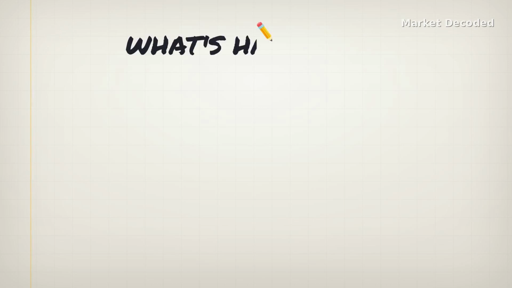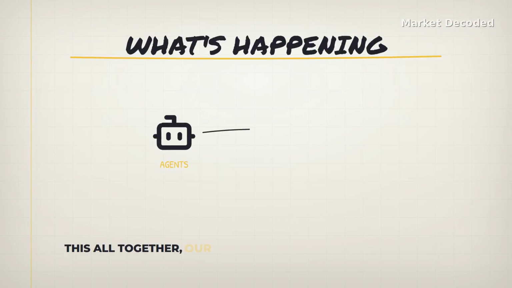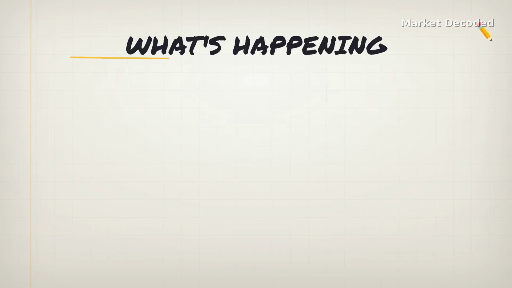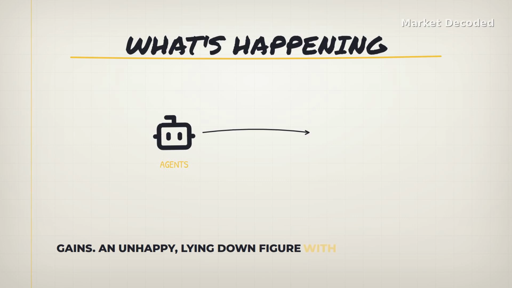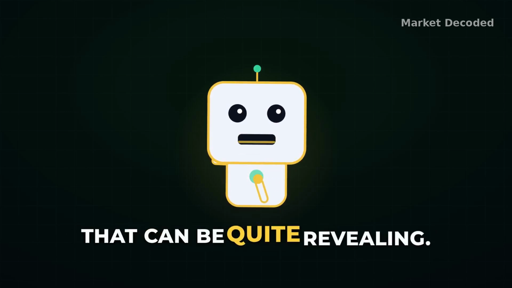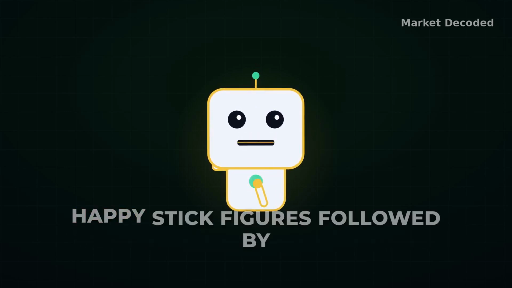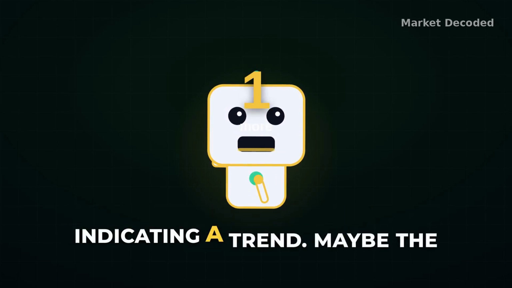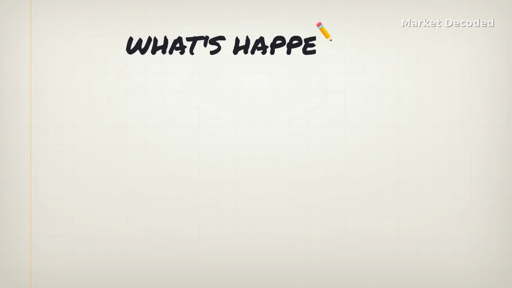So, if we put this all together, our stick figure can tell us a lot about what happened during the trading session. A happy, upright stick figure with a short body and small wicks might mean steady gains. An unhappy, lying down figure with long wicks could indicate a bumpy day with lots of ups and downs. When you start to see these stick figures over time, they form patterns that can be quite revealing. You might notice clusters of happy stick figures followed by one or two sad ones, indicating a trend. Maybe the market is going up overall.